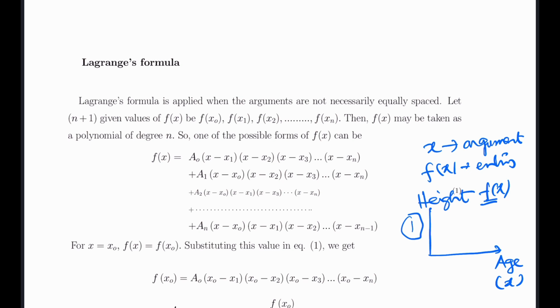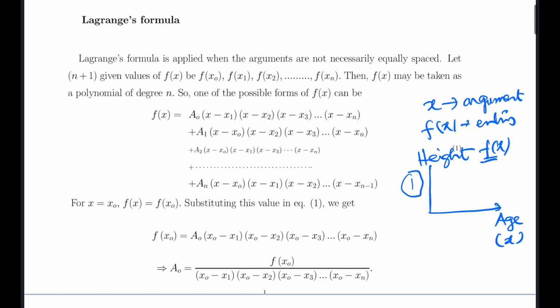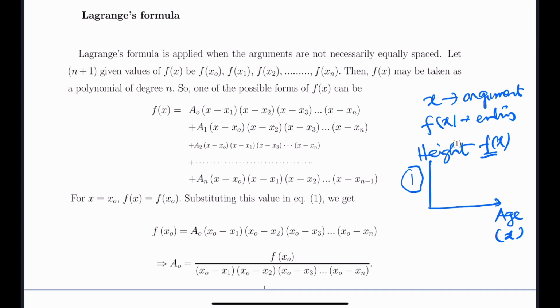x naught minus x1, x naught minus x2, x naught minus x3, up to x naught minus xn, so that the value of a naught is fx naught upon x naught minus x1 into x naught minus x2 into x naught minus x3 up to x naught minus xn. So we have found the value of the constant a naught.